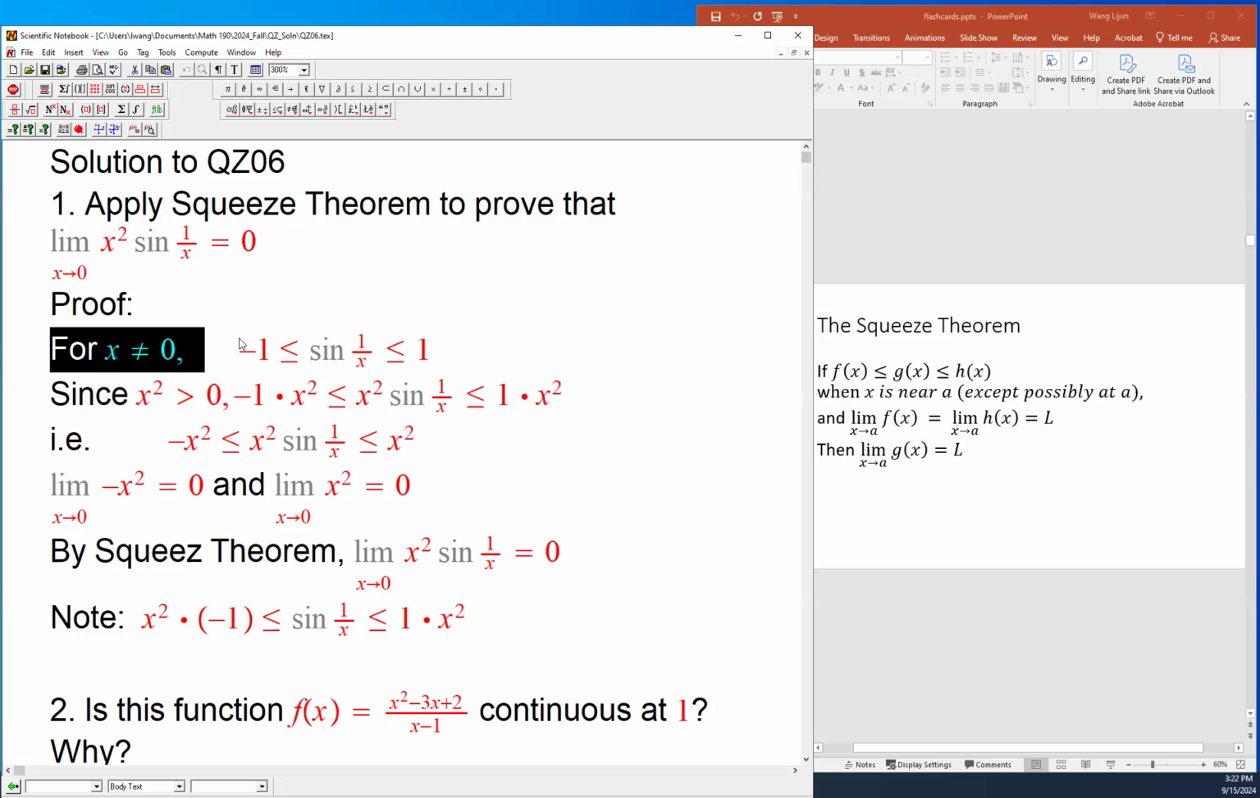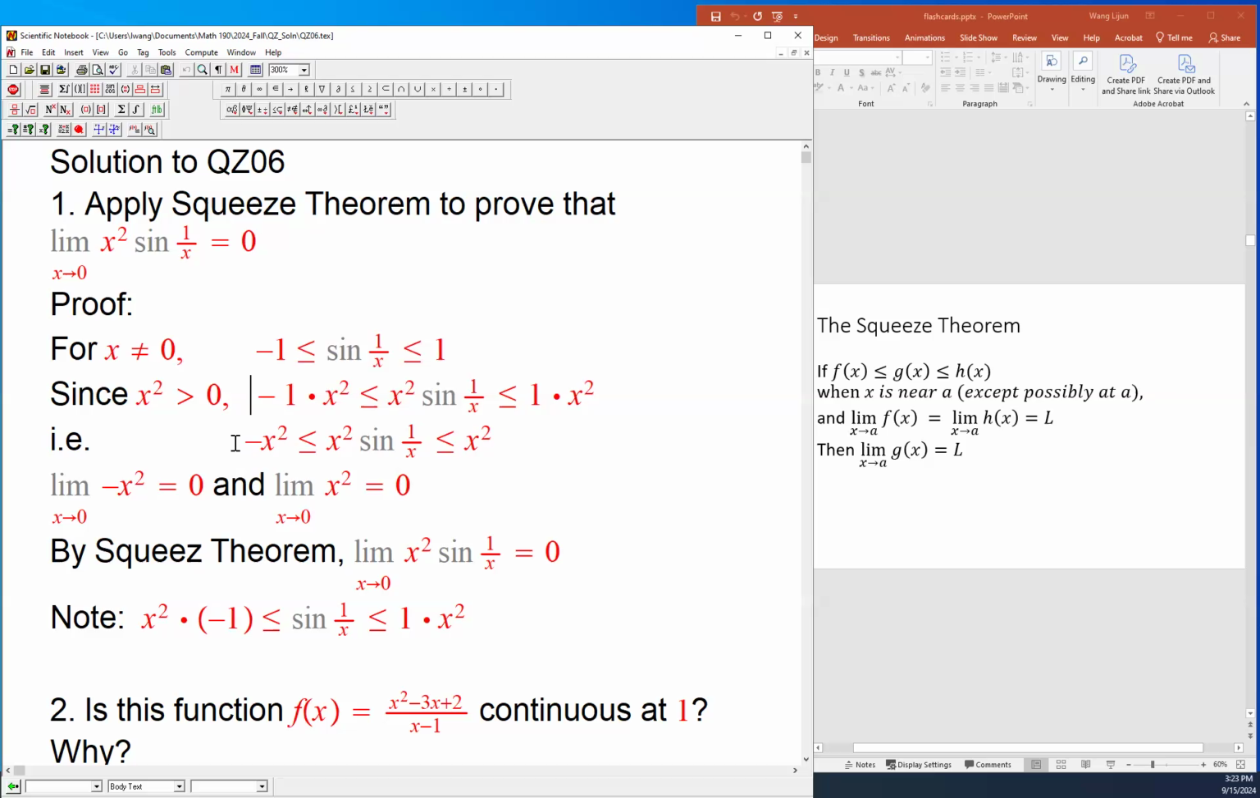So we start with sine of 1 over x between -1 and +1, greater than or equal to -1 and less than or equal to 1. Here we mention x not equal to 0, mainly to guarantee that sine of 1 over x is defined. And then because x squared is greater than 0, under the circumstances, which is x not equal to 0 in the domain of the function, we multiply x squared on every side. And we organize the terms.